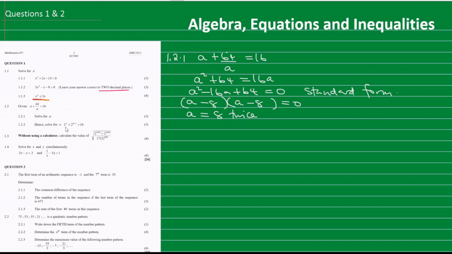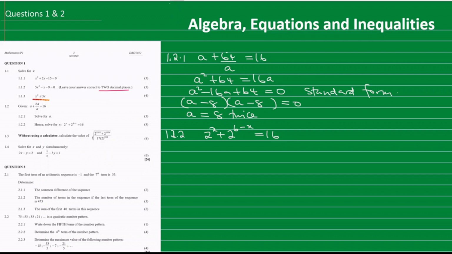Solve for x in 2 to the power x plus 2 to the power 6 minus x is equal to 16. Okay, 1.2.2. So the equation, that is an exponential equation, 2 to the power x plus 2 to the power 6 minus x, okay, is equal to 16.